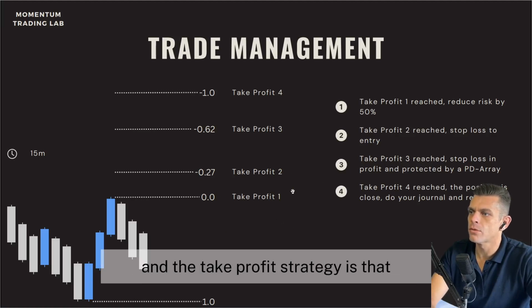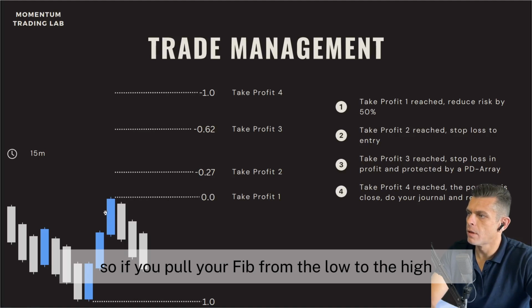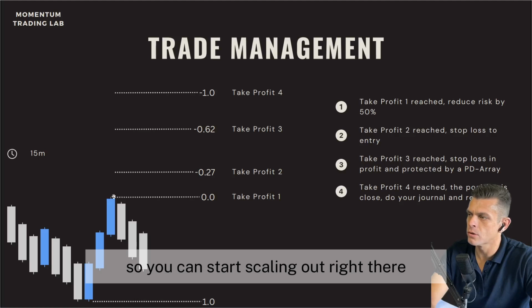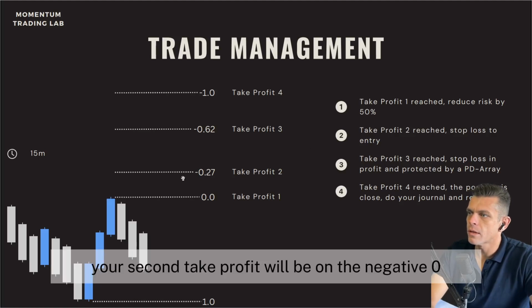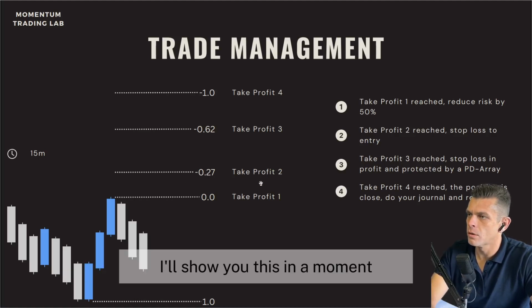And the take profit strategy is that the first take profit will be at that high. So if you pull your fib from the low to the high, first TP will be right there. So you can start scaling out right there. Your second take profit will be on the negative 0.27 on your fib tool. So I'll show you this in a moment.